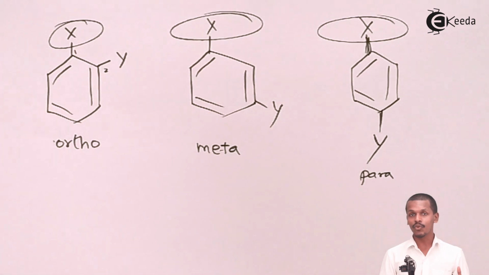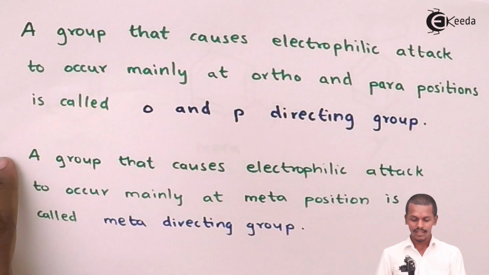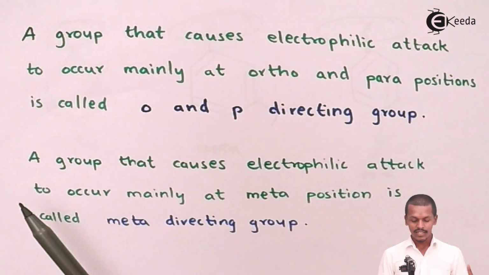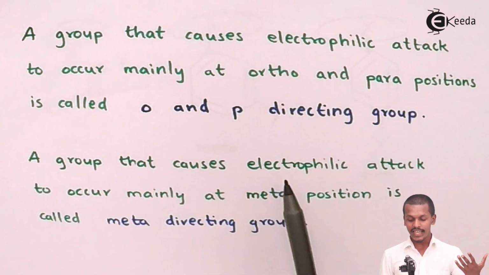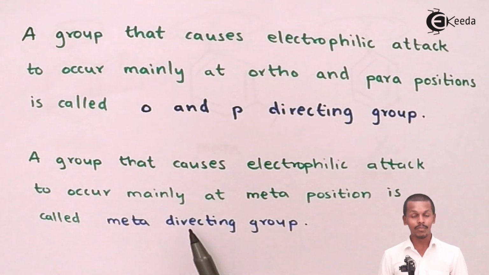So this kind of group, which influences the other substituent to attack at the ortho position or the para position, is basically known as an ortho and para directing group. And now talking about the other one: a group that causes electrophilic attack to occur mainly at the meta position is called a meta directing group.